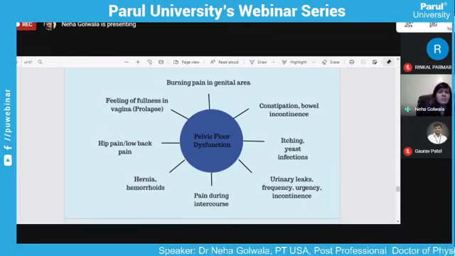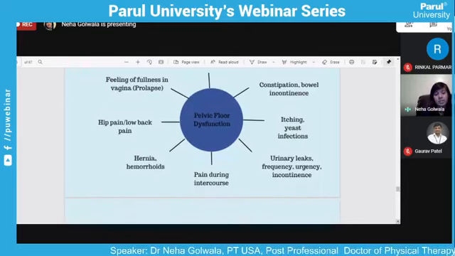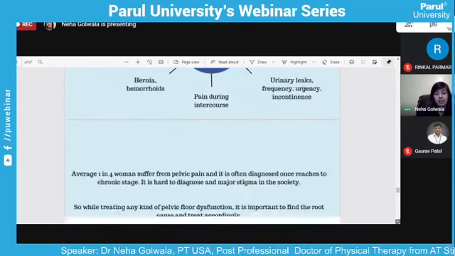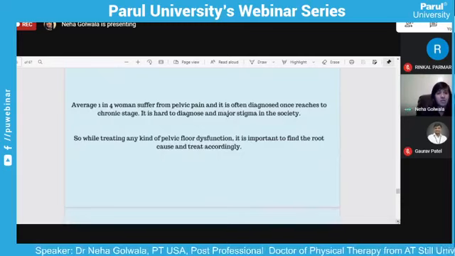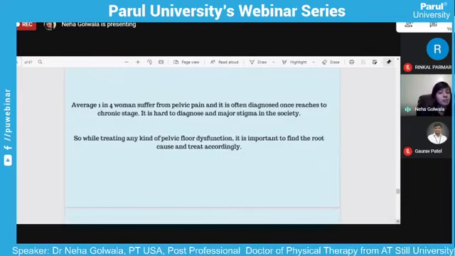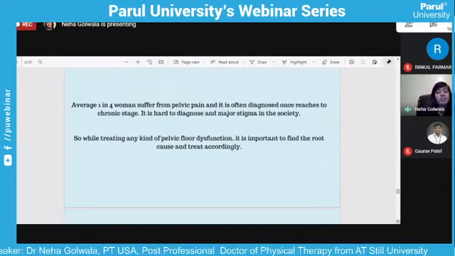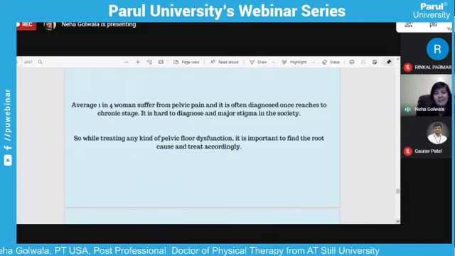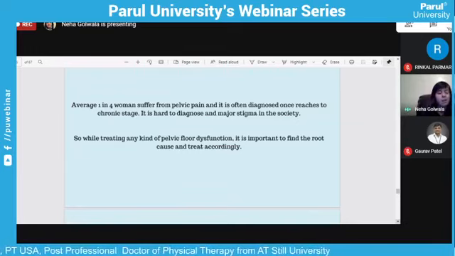And a feeling of fullness in the vagina, like prolapse. That's a whole other thing that they just accept. It's normal, it's a part of childbirth, which is not normal. It can be treatable. So 1 in 4 women suffer from pelvic pain and pelvic floor dysfunction, and they don't want to see the doctor. They don't want to talk about it because it's a major stigma. So it's very important that we talk about it, we go and get the help. And physical therapy definitely can make a huge difference.